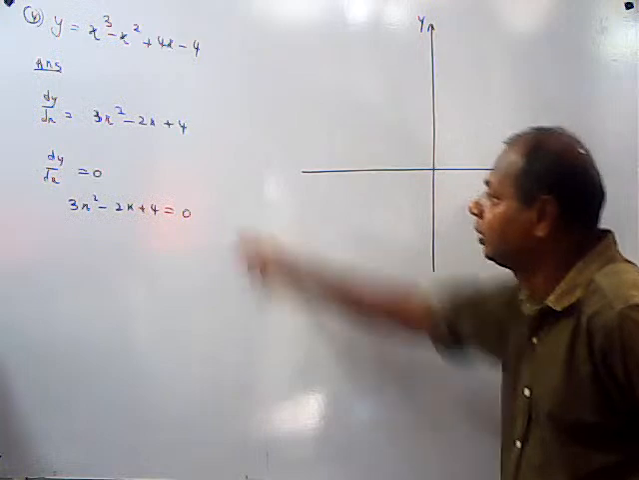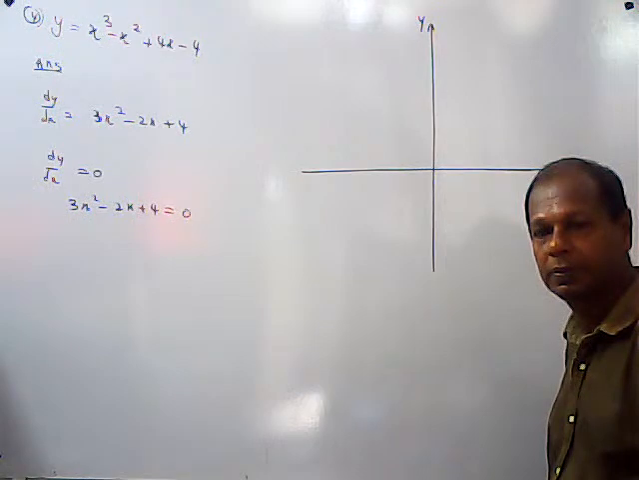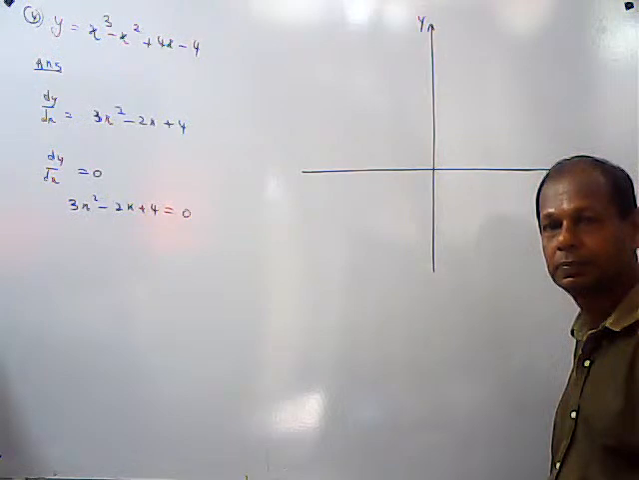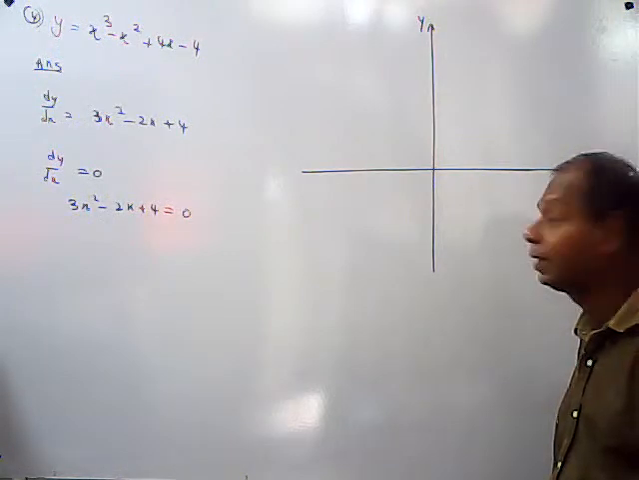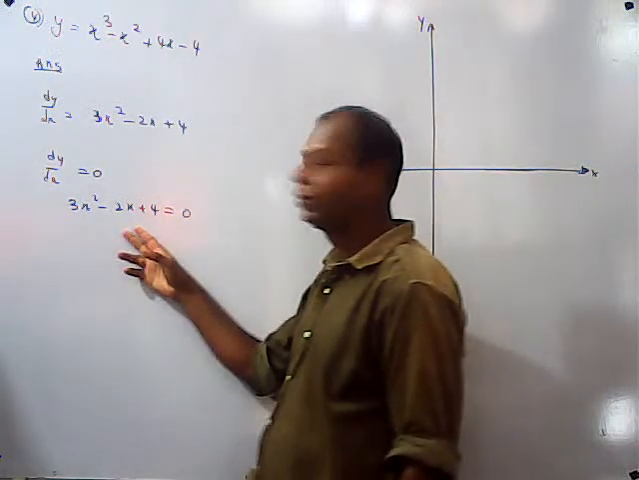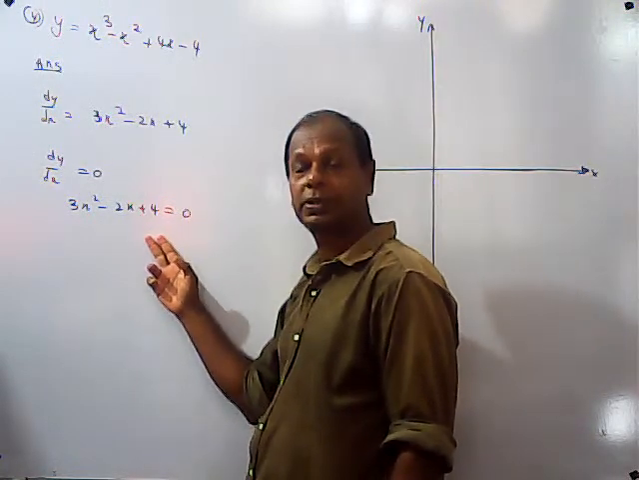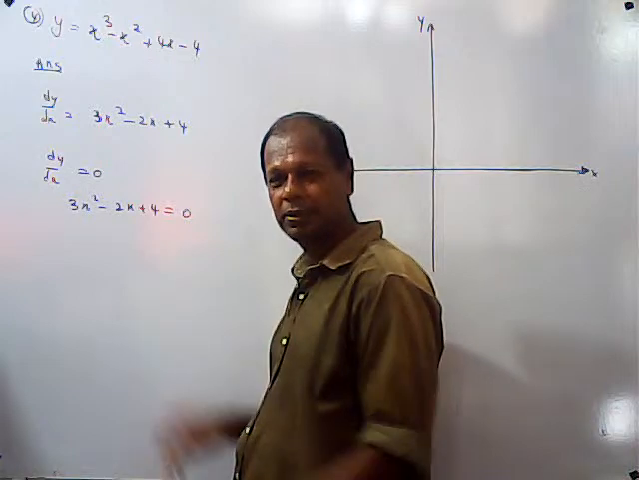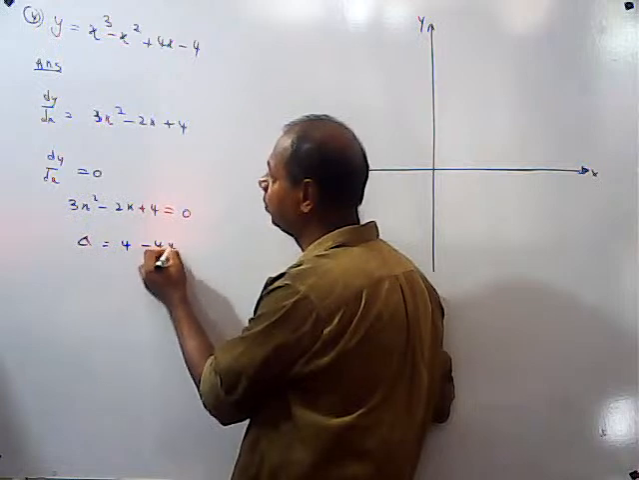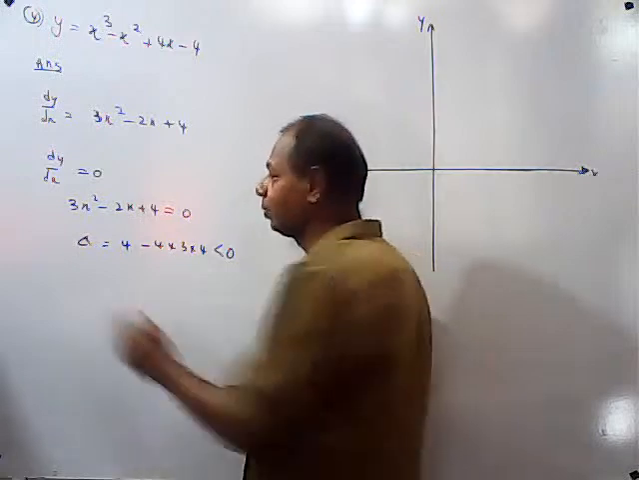For turning points, you get 3x squared minus 2x plus 4 equals 0. What about the roots of this? If you don't see factors, what I told you before is to check delta. You don't see factors definitely of this, then check delta. Delta equals b squared minus 4ac, definitely less than 0, so no real roots.